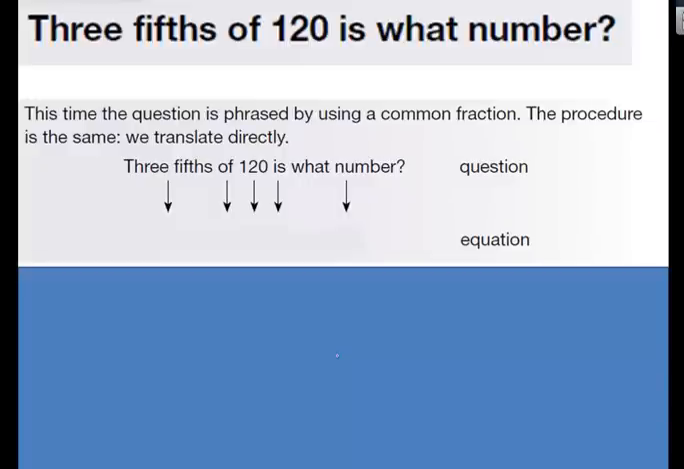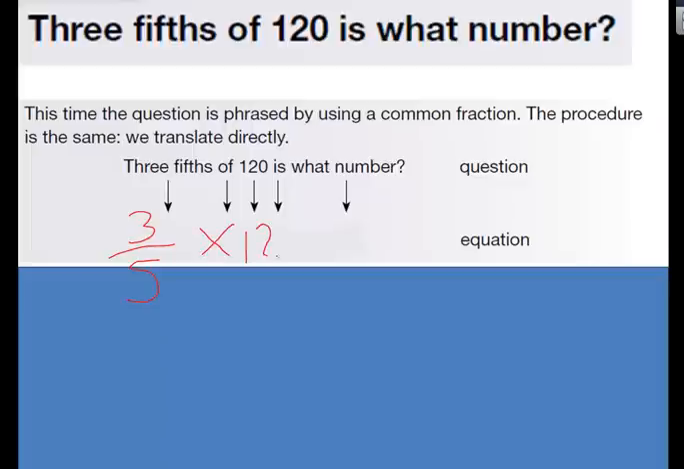Okay, let's look at another one. Please see if you can do these as we go through this video. This time the question is phrased by using a fraction. The procedure is the same way though. So 3/5, what does 3/5 equal? Remember, it's a fraction. So 3/5 of, what do we do with the word of? What do we change that to? Change that to multiplication sign.